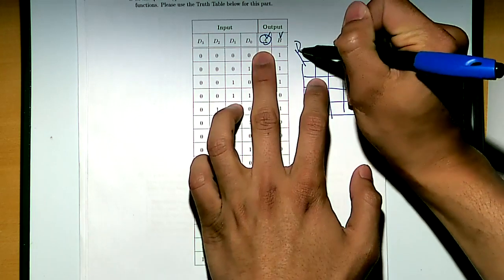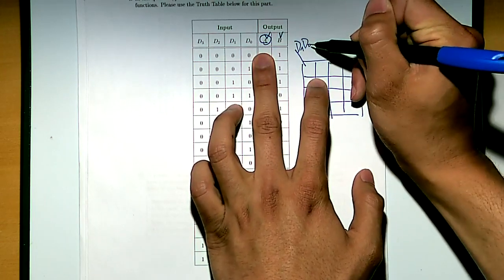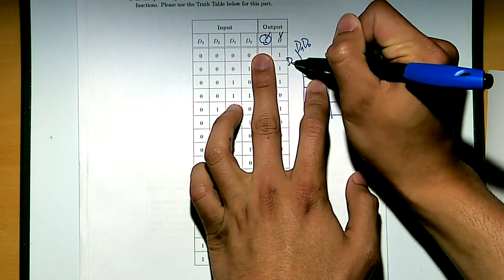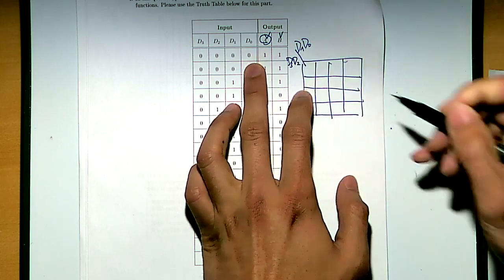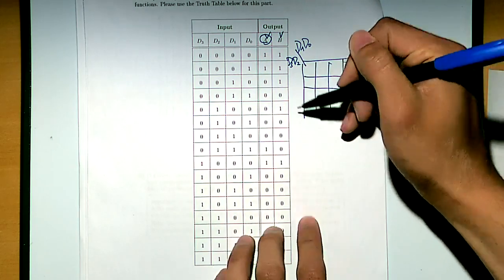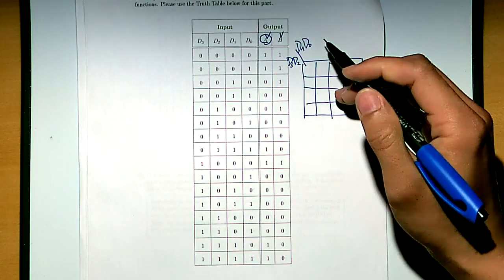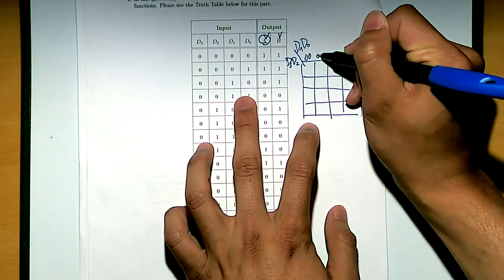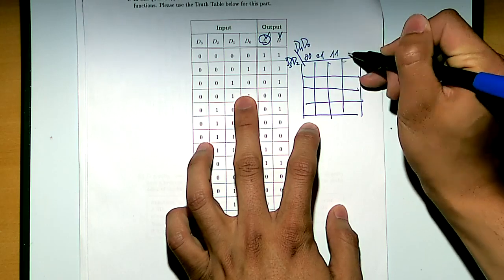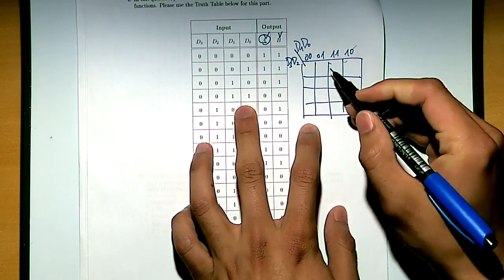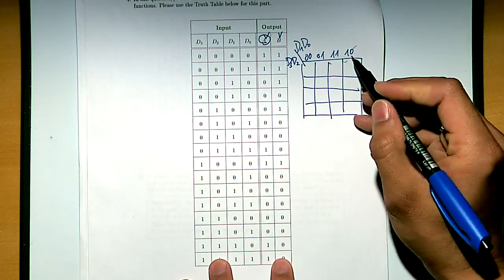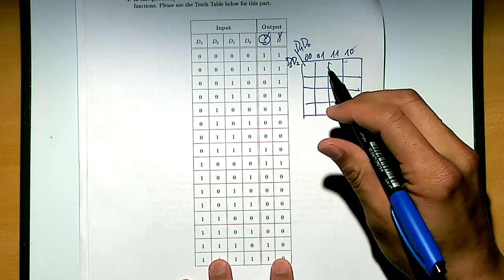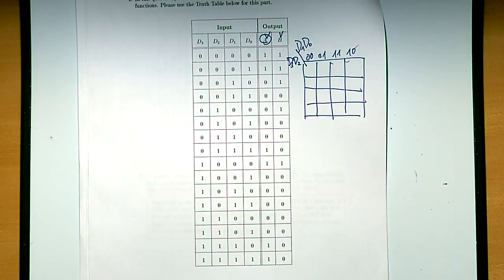So we would have, let's say, D1, D0 over here, and D3, D2 over here on the vertical axis. So these represent 00, 01, I think this is 11, and 10. Notice that this is not 10, and this is not 11, because we want adjacent cells to only have a difference of 1 bit.